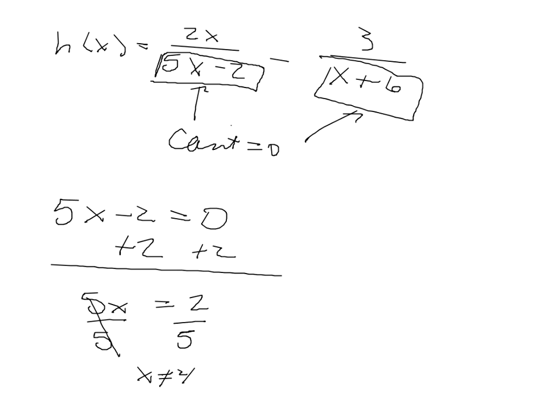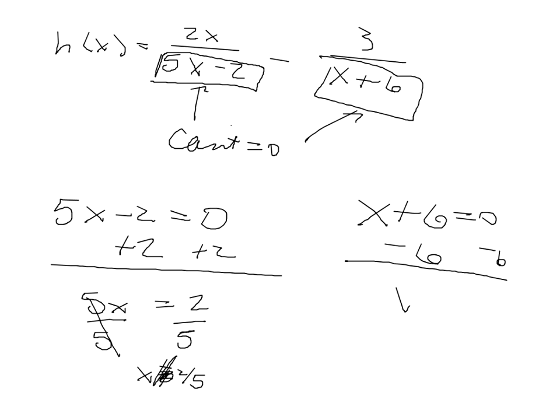So here I get x equals 2/5, and so when x is equal to 2/5, this denominator is 0, which is bad. So don't do that. Over here we have x plus 6 equals 0. So what we're asking is, when does the denominator equal 0? And the denominator is equal to 0 when x is equal to minus 6. So we don't want that. We don't want the denominator to be 0, so don't pick that.